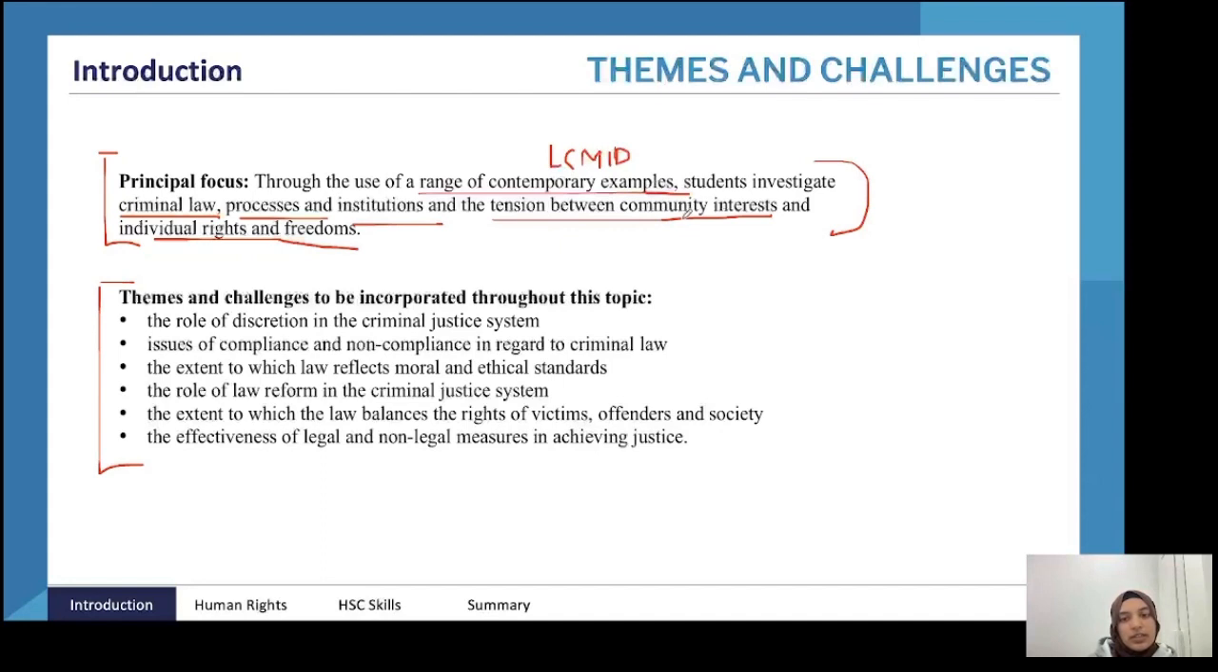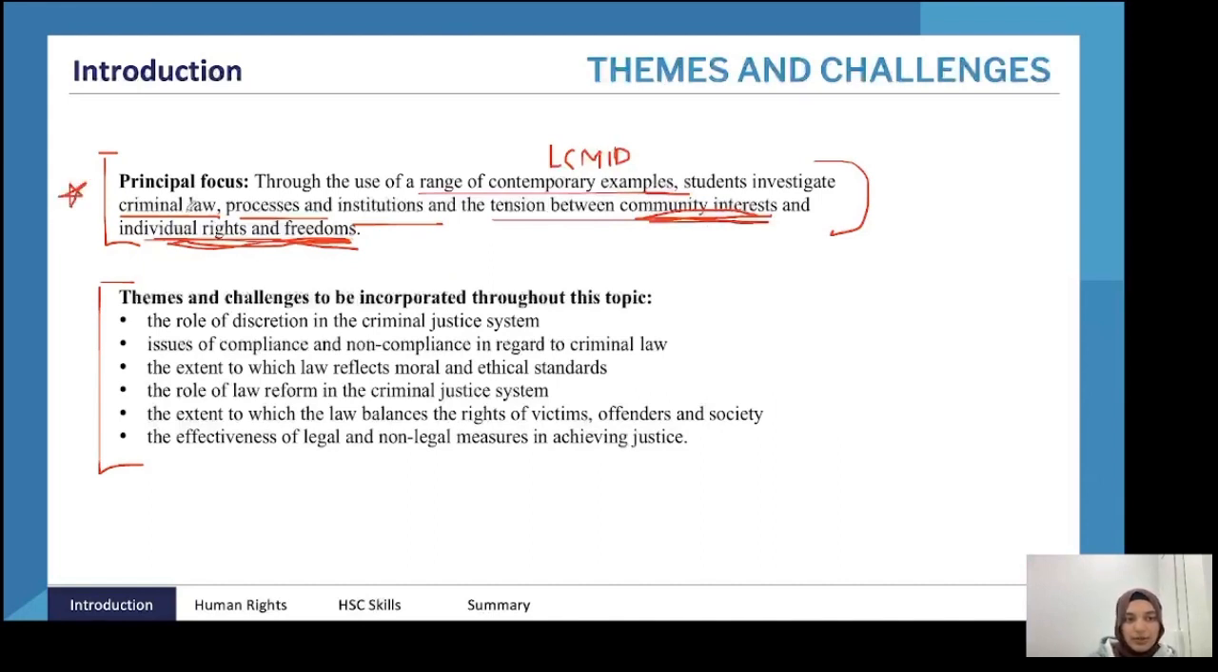And then we're looking at the tensions between community interests, so what's best for the community versus individual rights and freedoms. This is both the rights and the freedoms of the victim and the offender and the community and society, which we often look at the balance between all of those, which we'll go through in a second when we look at themes and challenges.